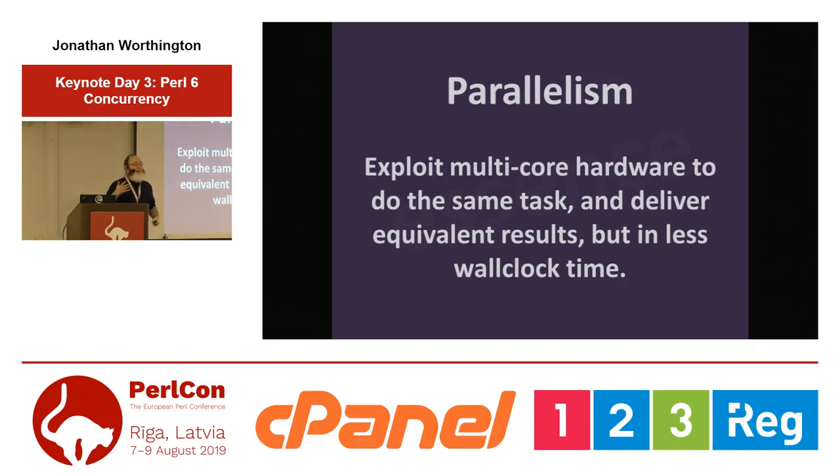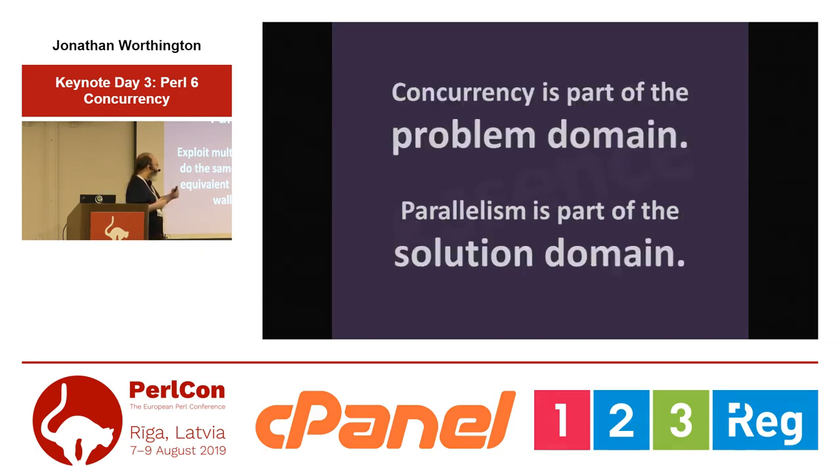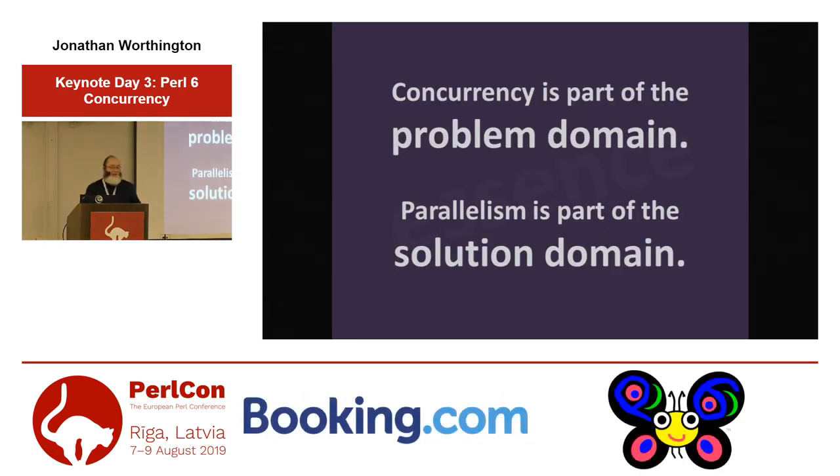So what if we try to use multi-core hardware, CPUs with many cores that can do many things at once, in order to reduce the amount of time that we spend? So concurrency is part of the problem domain, and parallelism is part of the solution domain. So with parallelism, we kind of already have a solution. We just want to twiddle it enough to get it to run in parallel.